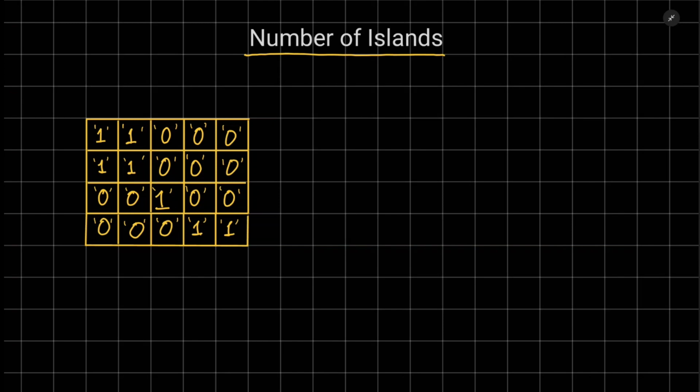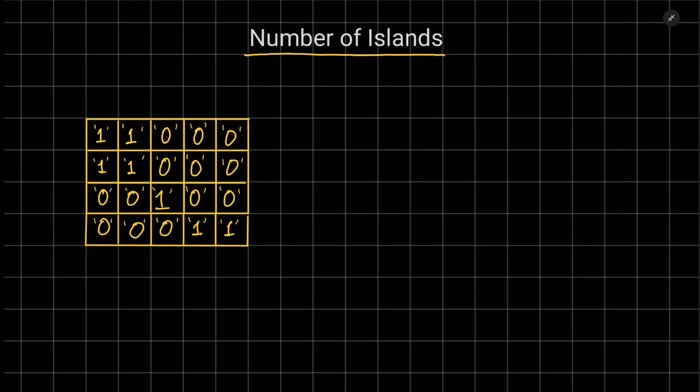Hello everyone, let's look at LeetCode problem number 200, Number of Islands, which is also today's problem of the day. Let me quickly explain the question. Here we are given a 2D matrix of characters containing 1s and 0s. Here 1 represents land and 0 represents water. We are also given that the matrix is surrounded by water.